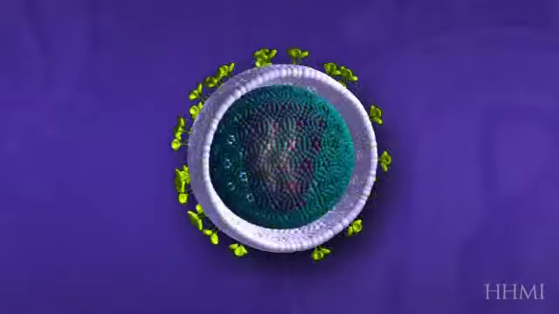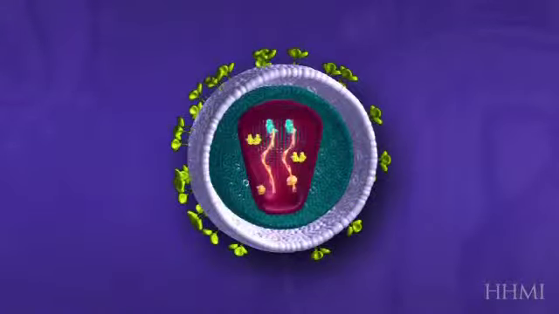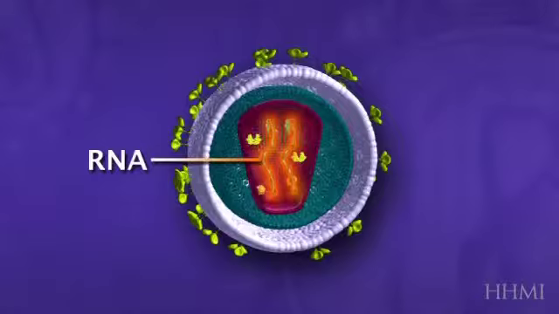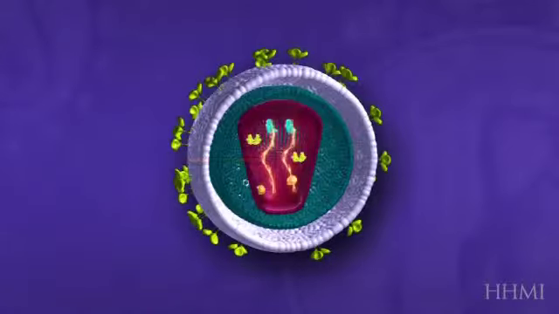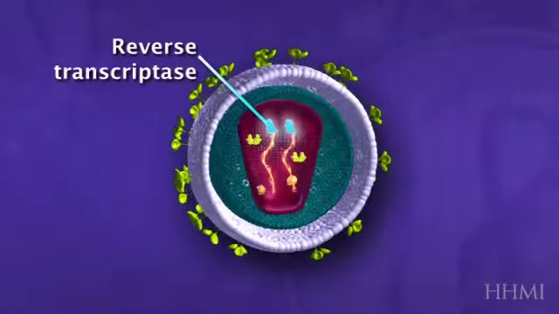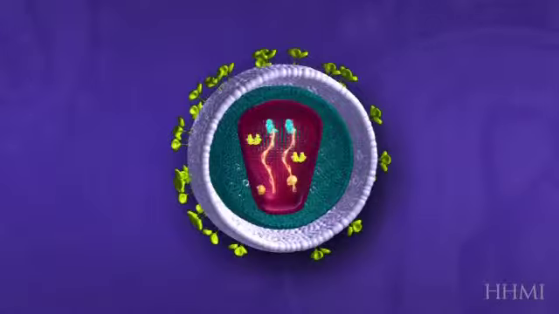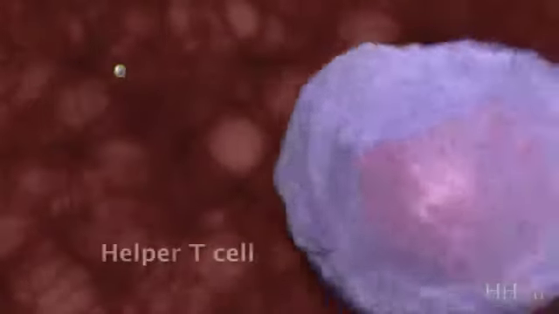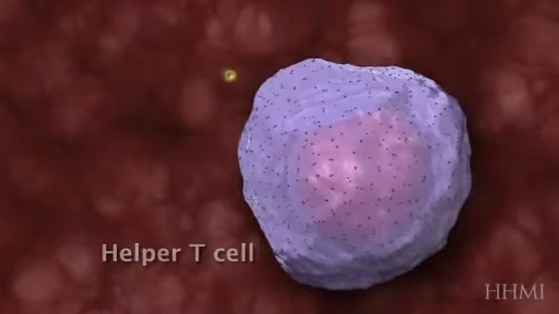So this is HIV. It's a typical retrovirus, meaning that it has an outer envelope, and in the center it has 2 copies of RNA, as well as an enzyme here in blue that's reverse transcriptase, which will ultimately turn that RNA into DNA. The virus itself, with this outer envelope protein, actually directly infects T helper cells.